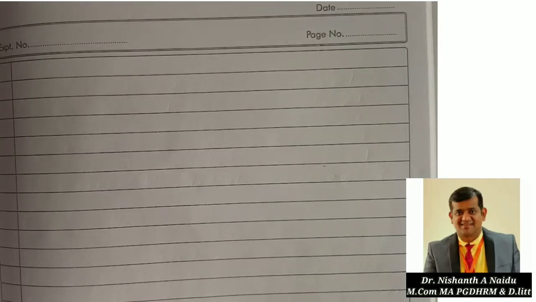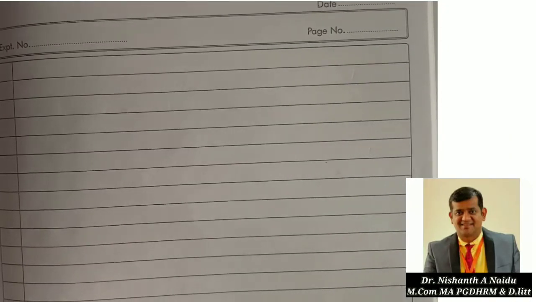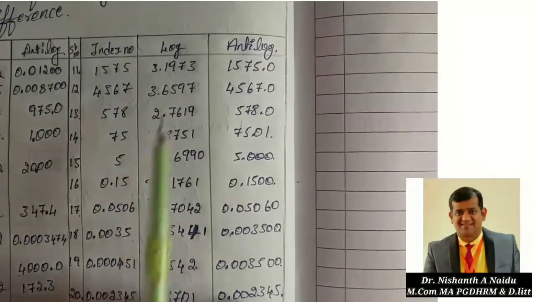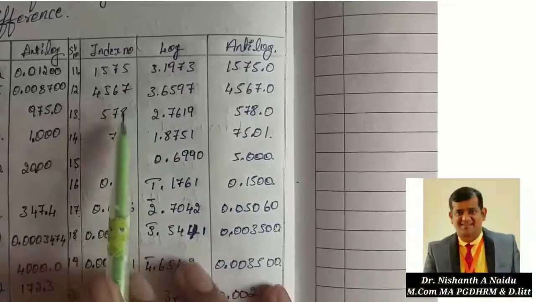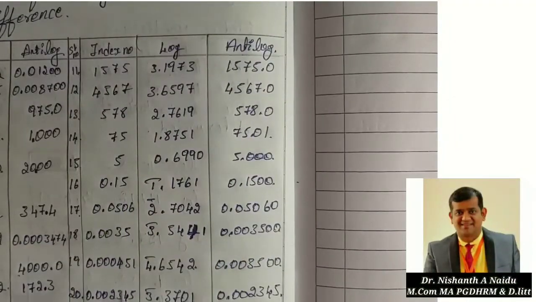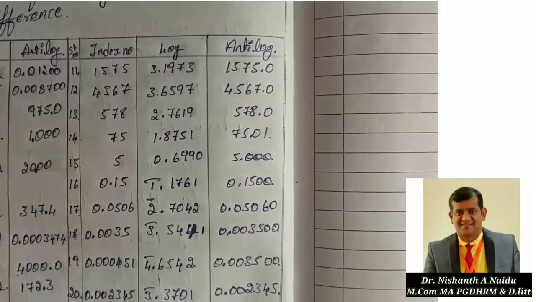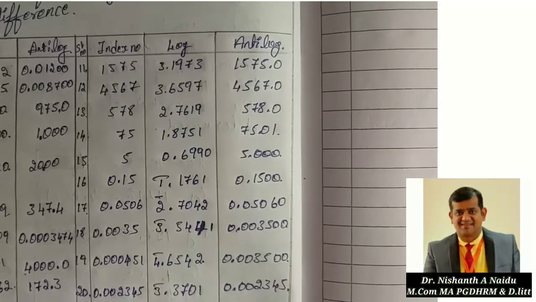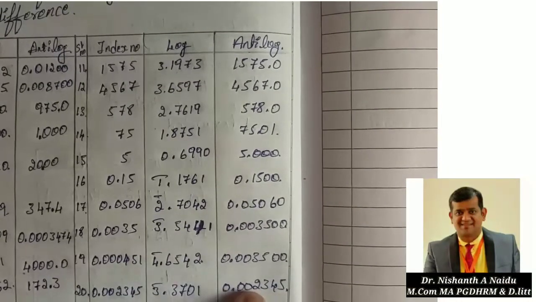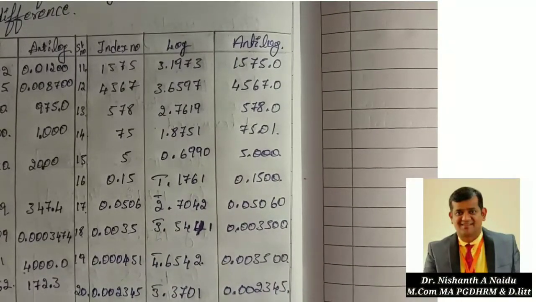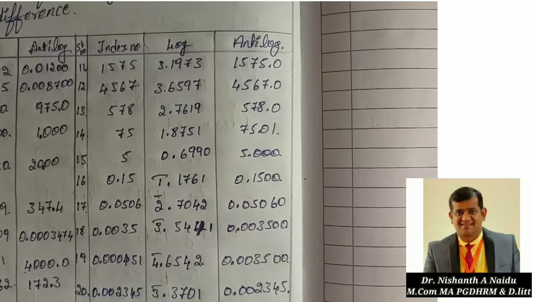I'm back with the class that is quantitative techniques. In the last class, I had given a homework for you to identify the log and anti-log values. I believe you have done it, and I'm showing you the answer. This should be the answer for log and anti-log. I hope you have identified by yourself and you got the correct answers.